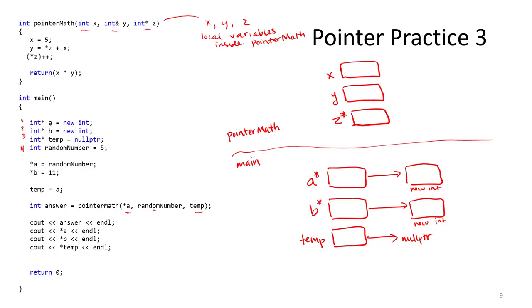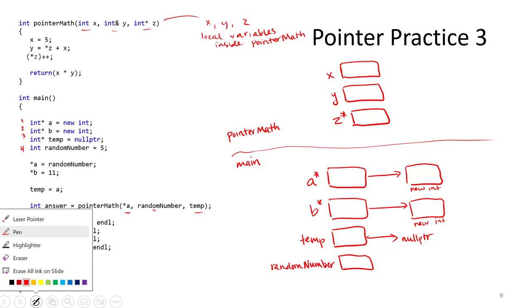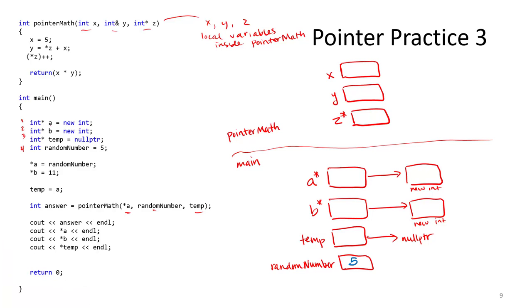And finally, we have random number, which is an int variable. And random number is just an int. It's initialized to hold the value 5. So there's our values. Everyone has now been initialized. Remember, in this case, the null pointer is just memory address 0. But most likely, temp is going to be pointing at something else very soon. Let's go ahead and read through our code line by line, and we'll keep track of what happens as we go.